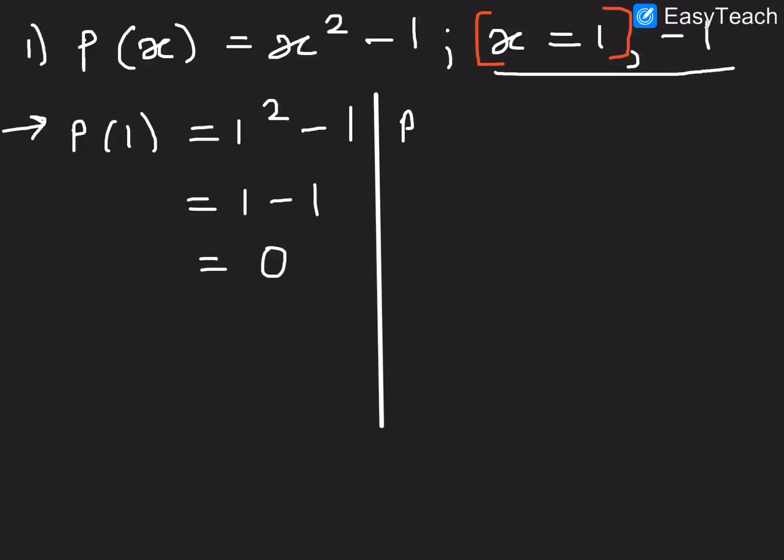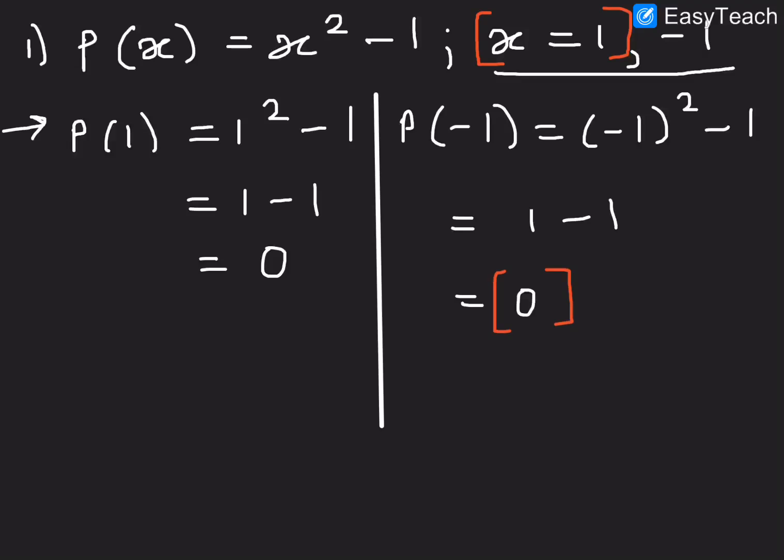So p of minus 1 is equal to minus 1 square minus 1. We know that the square of a negative number is positive. So 1 minus 1 is equal to 0. Again the answer which we got is 0, isn't it? Hence we can say minus 1 is also the 0 of the given polynomial. This is the way in which you can verify the zeros of the given polynomial.